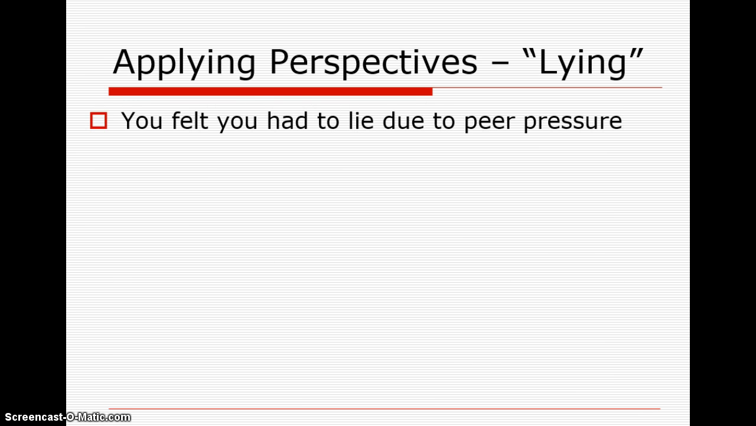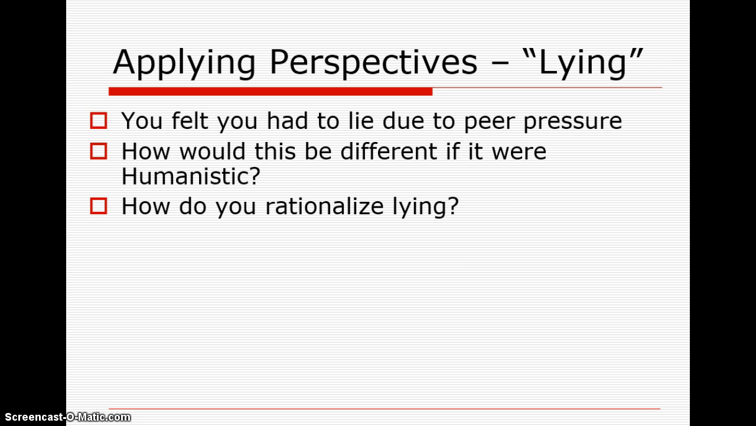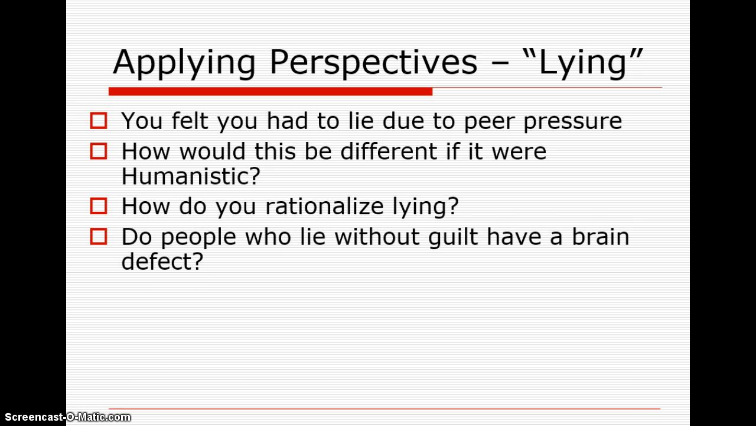For the perspectives, there will be a matching section on this, so make sure you can tell the differences between the perspectives. Lying due to peer pressure would be sociocultural. Lying would be different if it were humanistic, because you'd say, well, you chose to lie because you didn't have enough support to make the right decision. Rationalization is a cognitive function, and so that would be the cognitive perspective.